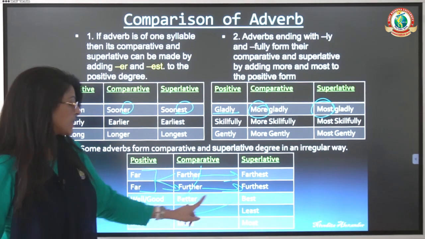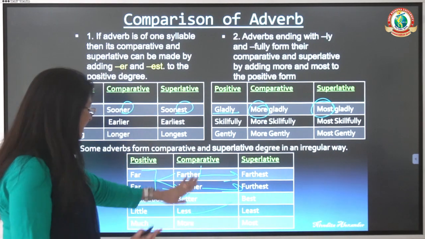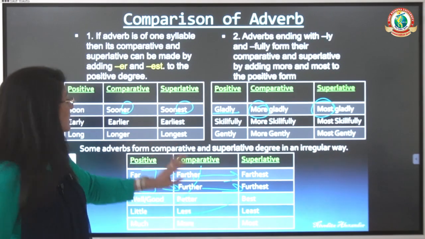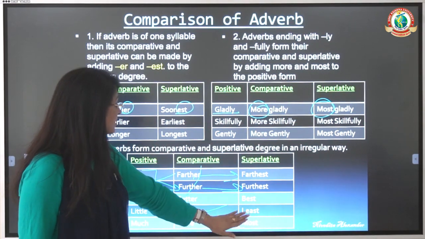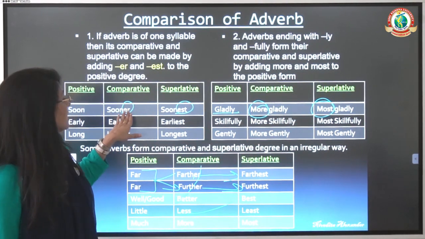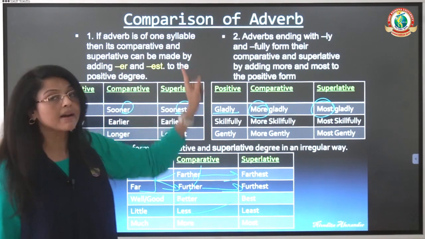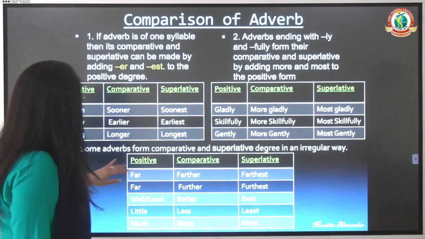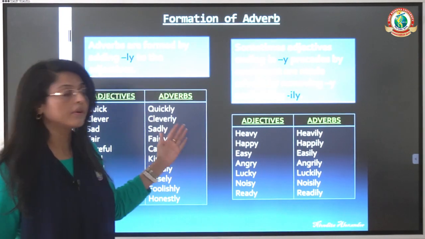Well, good, better, the best, then little, less, least, completely different words, right? No more, no most, but completely different words. Here you see er and est. So this is how in three ways you can make the comparison of adverbs. Clear?